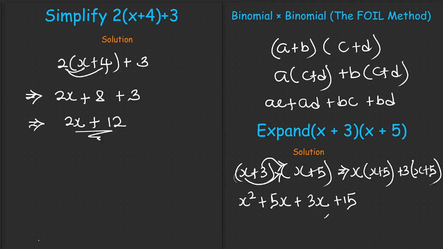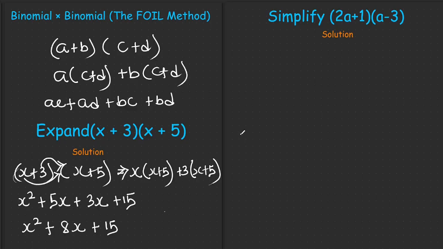With that, if there's any simplification that needs to be done, we do it. Here we say they are like terms. Hence, we have our x squared, then 5x plus 3x gives us 8x, and then plus 15. And that is it for this question. Very simple, as you see. So let's try this other one with regards to the second part.